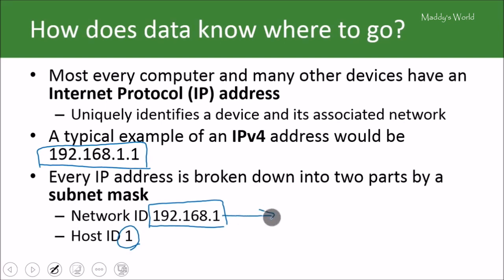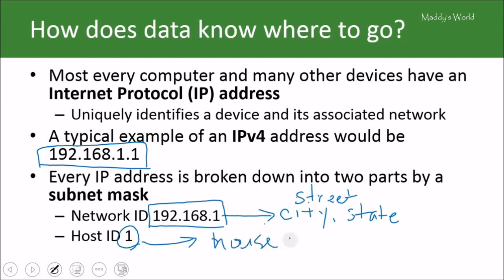This network ID, think of it as like city and state, I guess maybe your street name. And then we also have the host ID, which would be like your house number, right?